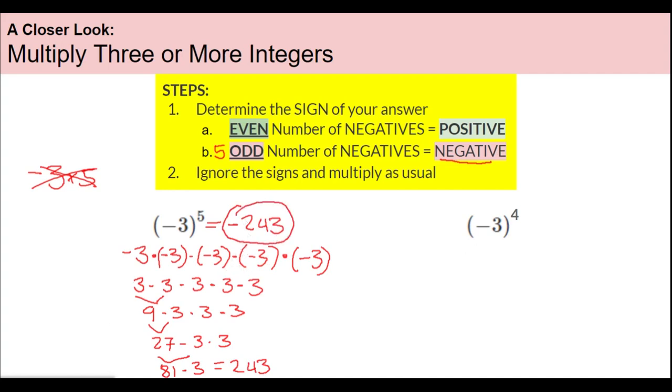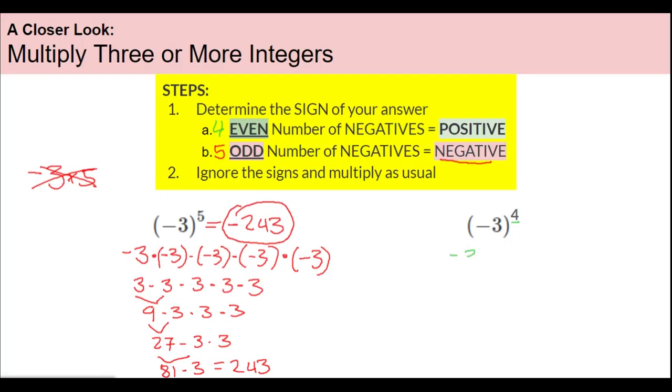Now in this other one, do you think your answer is going to be positive or negative? If you guess positive, you are correct because what I'm going to be doing is I'm going to be having four sets of negative 3. So this 4 kind of is a clue. Okay, right? I know my answer is going to be positive because 4 is even.